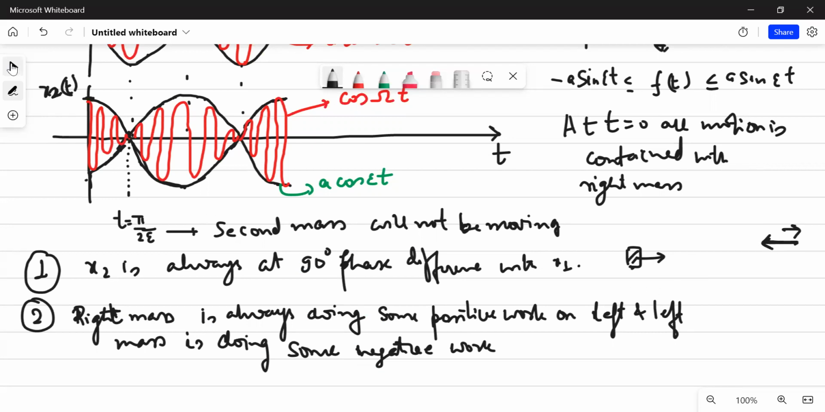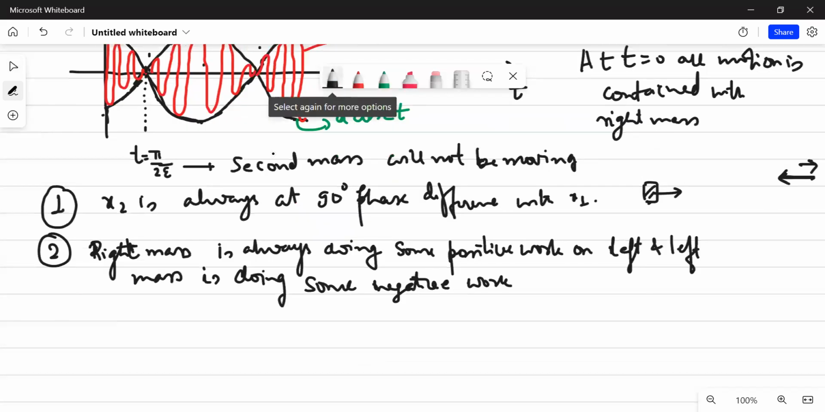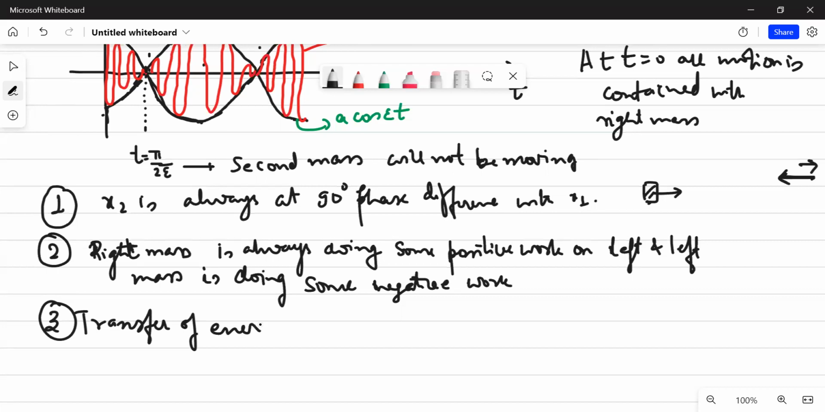So this is what I feel may be asked in the examination. Or you can say, very abstractly, that there is a transfer of energy between the right mass and the left mass.